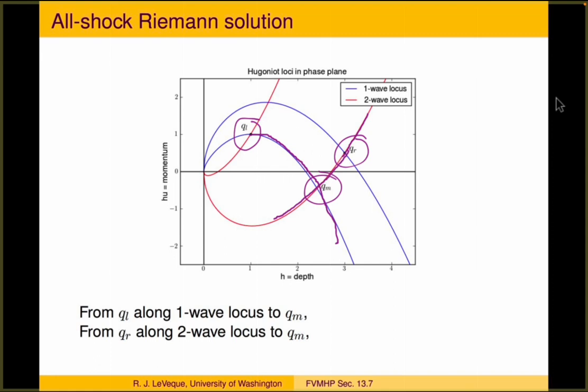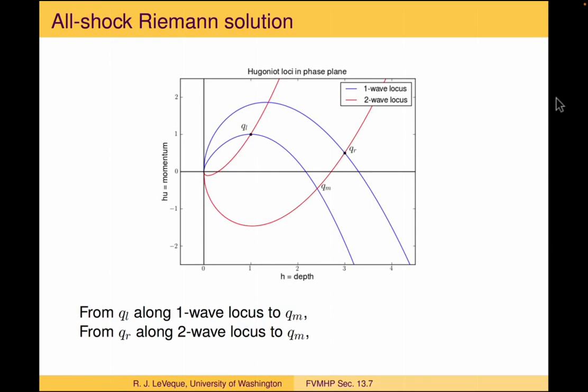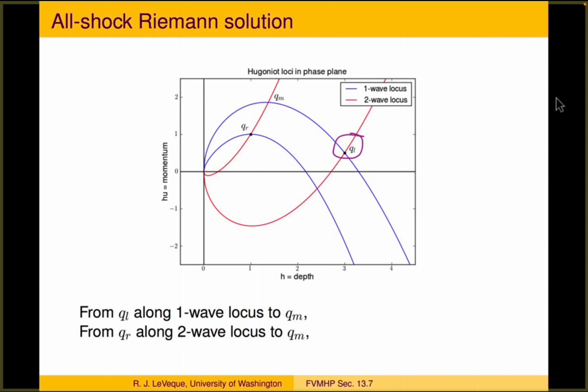But if we switch those two states, QL and QR, then in this case, from the left state, we have to move along the one-wave locus again to get to QM, and then along the two-wave locus of QR to get from the middle state to QR. So where the intermediate state is, just as in the linear case, depends on what order these states are in. And we always move first along the one-wave locus and then along the two-wave locus.